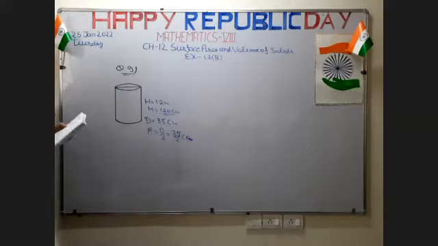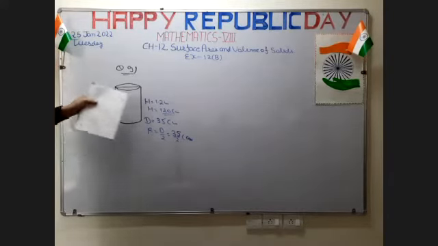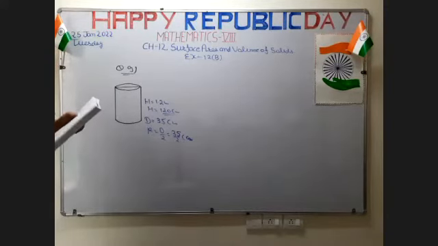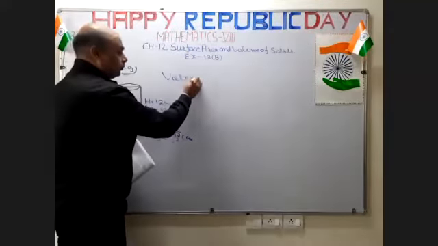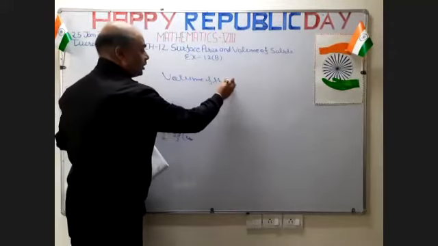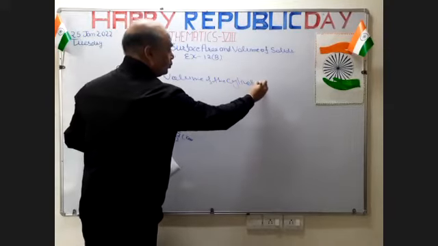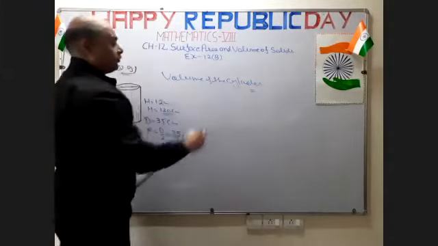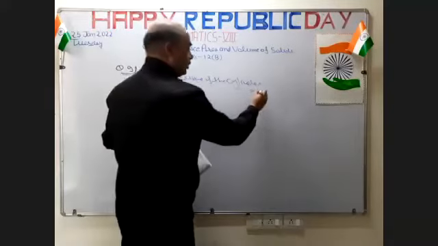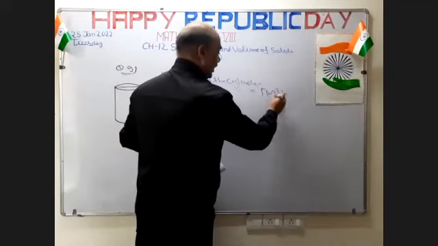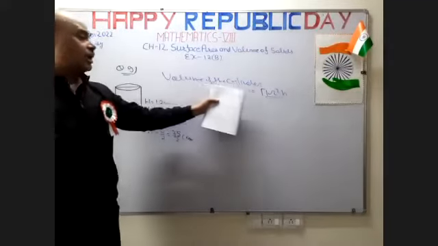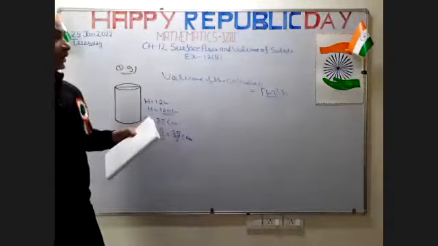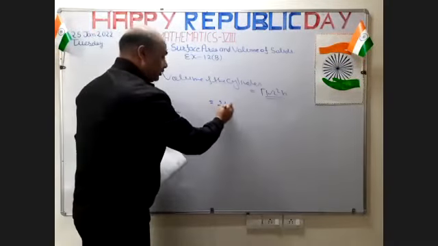Now in this question, we're going to find the capacity of this cylindrical tank in terms of liters. So right here, volume of the cylinder. For finding the volume of cylinder, formula you know. So formula is pi r square h. So learn this formula. Finding the volume of cylinder or capacity of cylinder, formula I'm going to use pi r square h. Now value of pi you know 22 by 7.